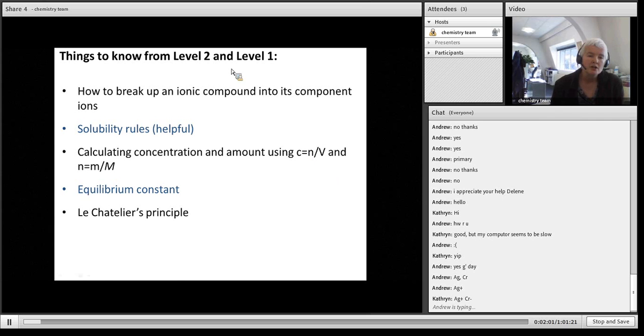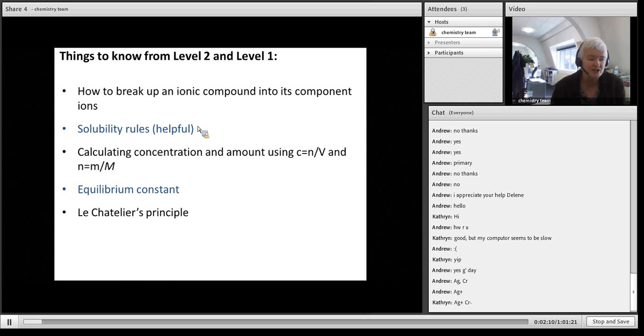Then the solubility rules. You don't need to know them directly. In other words, I won't examine, is this soluble or is this not soluble? But by knowing the solubility rules, you know what's going to be precipitating, so you don't get distracted by other things. You know exactly what to focus on in your calculation. So in that way, they're really helpful.